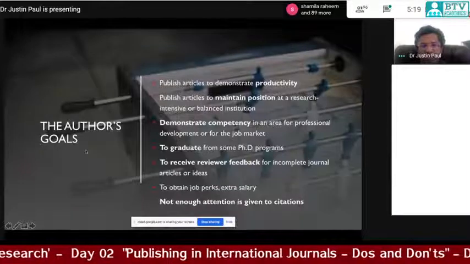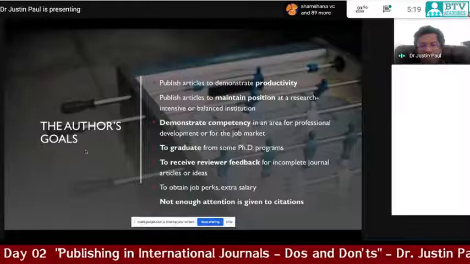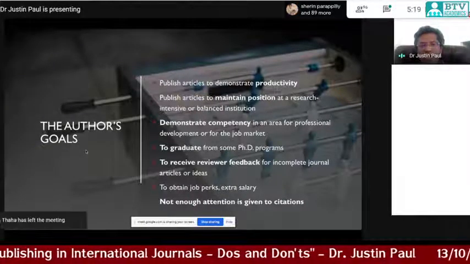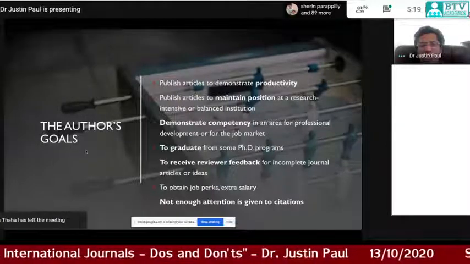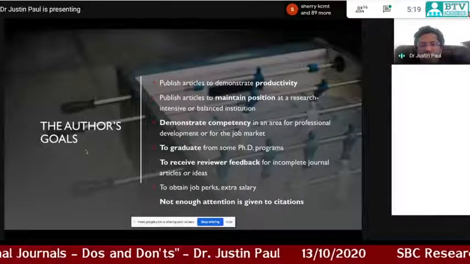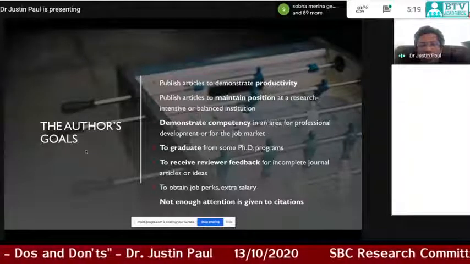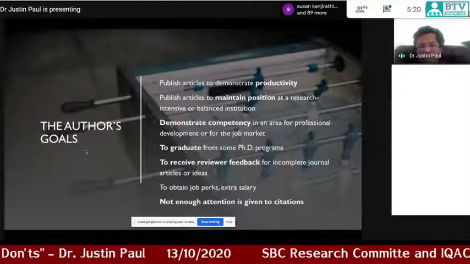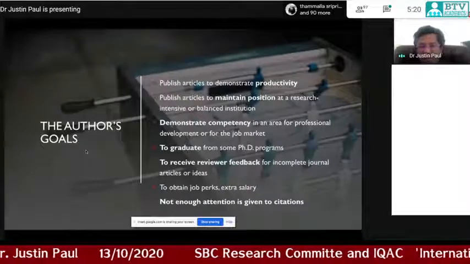Author's goals. I talked about editors' goals. Now I will talk about authors' goals. The goal of an author should be to publish articles to demonstrate productivity, to maintain position, to demonstrate competency in the subject area, and sometimes to graduate from some PhD programs. Some of the PhD programs in different countries do have a requirement of publishing one or two papers as part of getting the PhD awarded. Even China has that requirement.